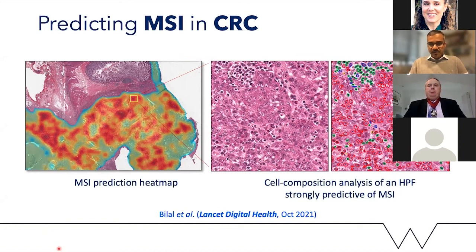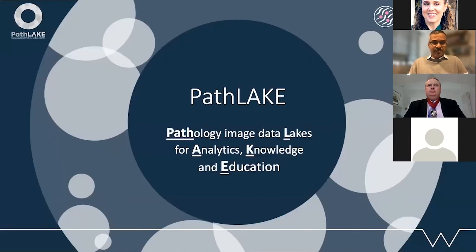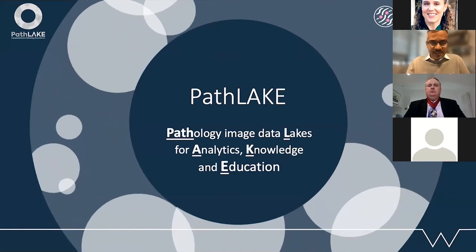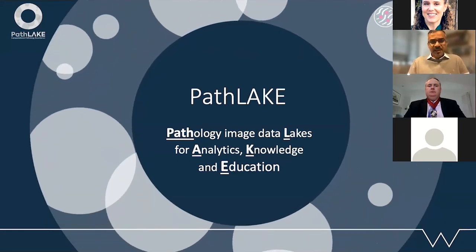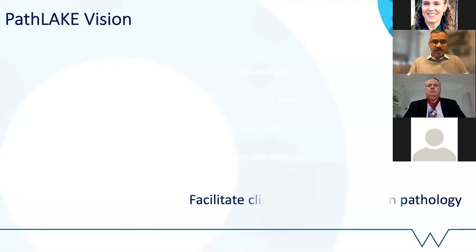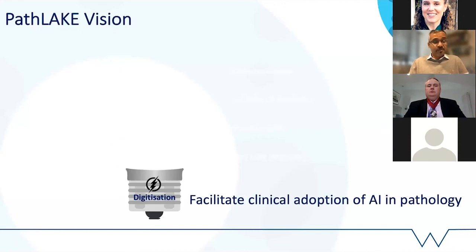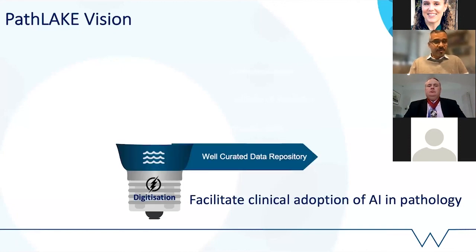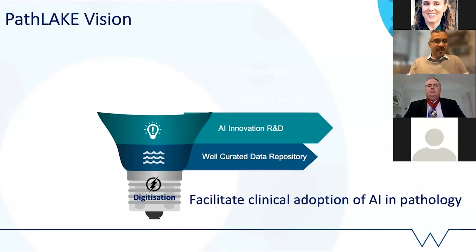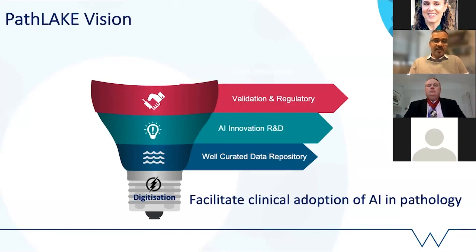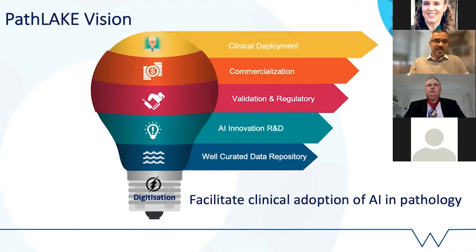And in the interest of time, I'm going to skip a couple of other examples that I would have liked to talk about, but I would jump to just giving a very brief introduction of PathLake, which is a National Center of Excellence on AI in pathology. And here our vision is to facilitate clinical adoption of AI in pathology with the help of digitization, of course, but putting together well-curated data repositories that can drive AI innovation and do that in a way that can go through regulatory approvals and commercialization and eventually for clinical deployment.